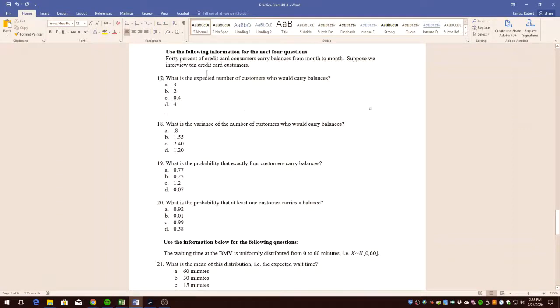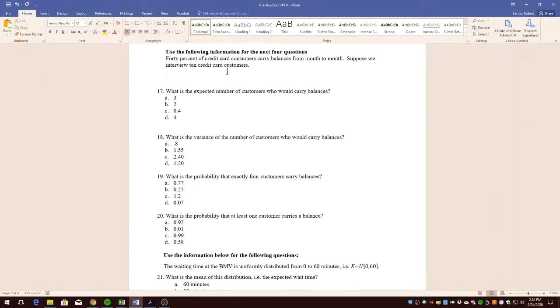So right away, just going to keep some things clear here. We've got n is equal to 10. Probability of success is equal to 0.4. Right? And the first question asks us, what's the expected number of customers who carry a balance?